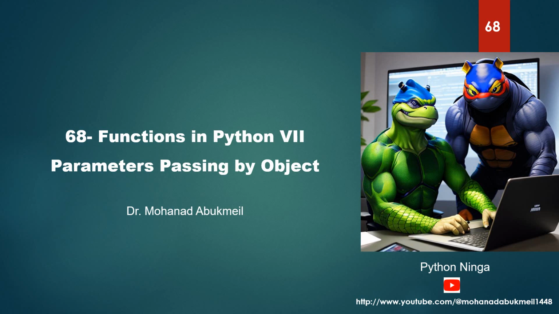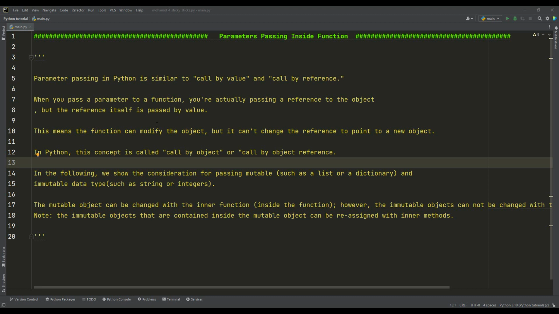Today we will learn together how we can pass parameters by objects and object reference to a function in Python. Parameter passing in Python is similar to call by value and call by reference in other programming languages. In general, when you pass a parameter to a function, you are actually passing a reference to the object.